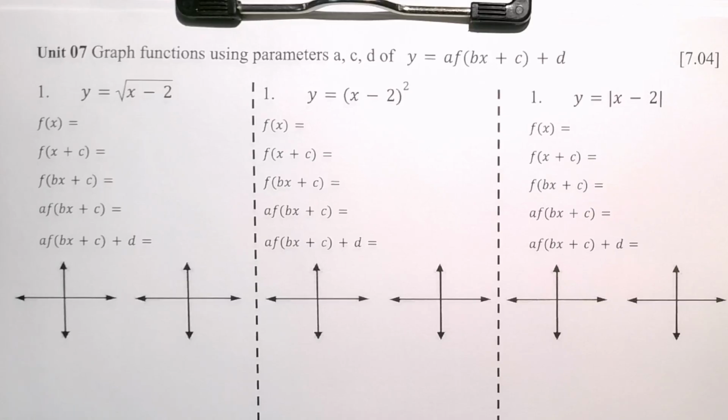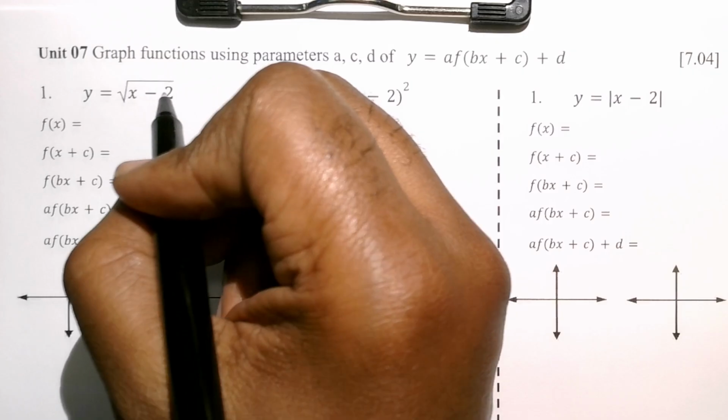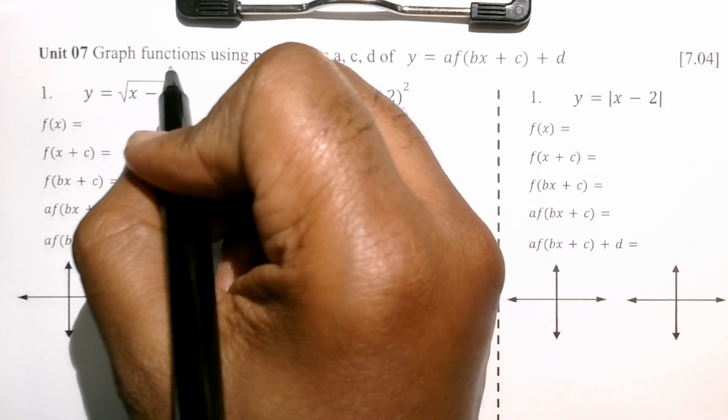Okay, we're going to be graphing functions with multiple parameter changes. So we're going to get some nice transitions from this. First, we want to graph y equals square root of x minus 2. Now this is a c parameter here.